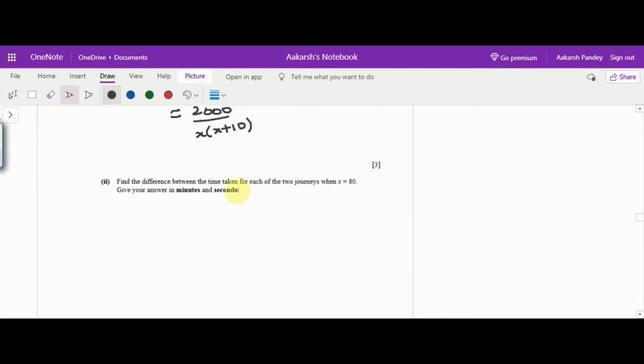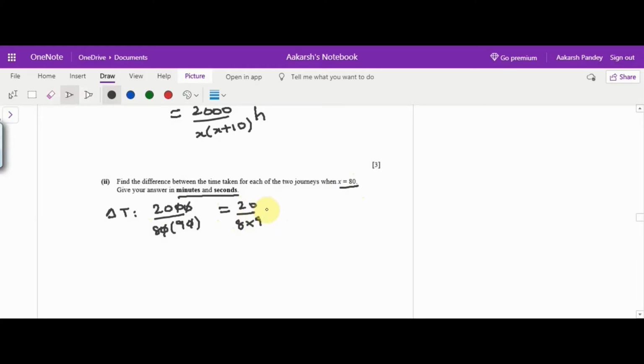Now find the difference between the time taken for each of the two journeys when x is 80. I have to give my answer in minutes and seconds. See, this was here in hours. So delta t, which is difference in time, was 2000 divided by x into x plus 10. Because x is 80, firstly I'll just cancel these zeros. Two zeros gone. So I have 20 divided by 8 times 9.